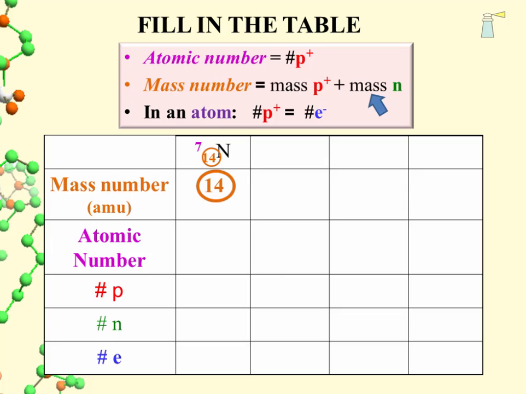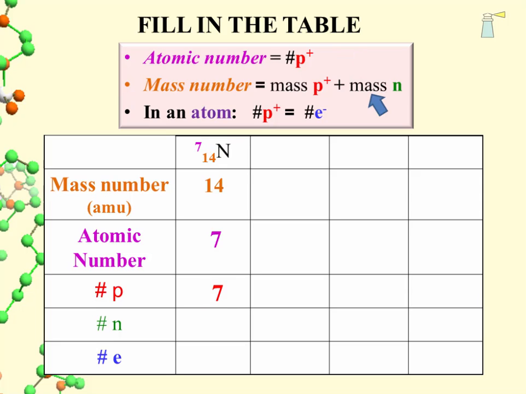Add 14 to the table. For atomic number, we can use its definition and its placement as the upper number or superscript next to the element symbol N. That's 7. The number of protons is 7. It's got from the definition the atomic number. Those two are equal to each other. Number of protons and atomic number.